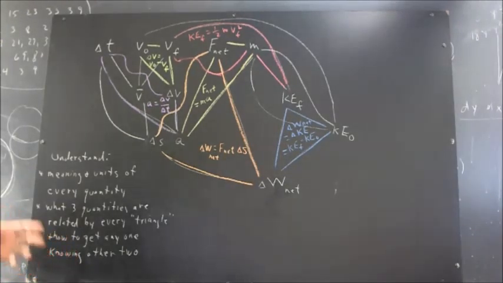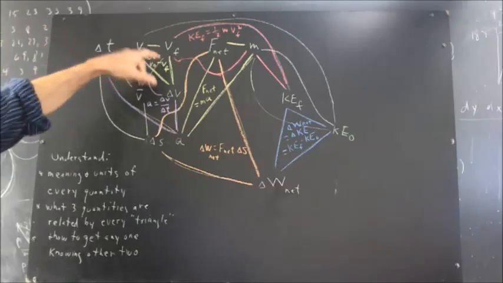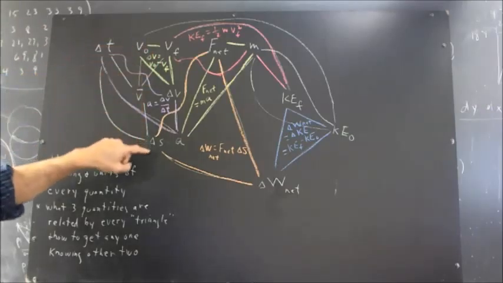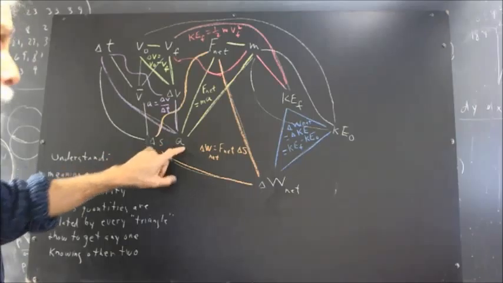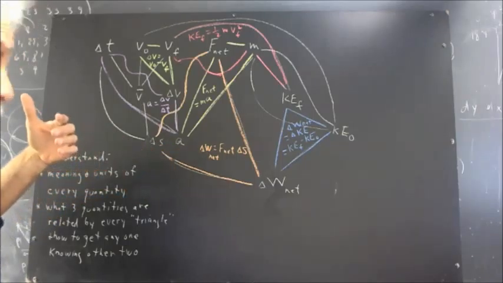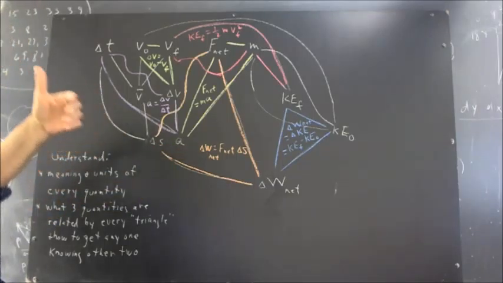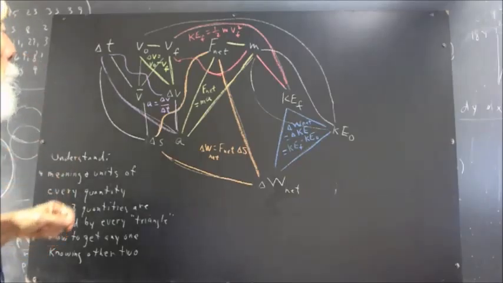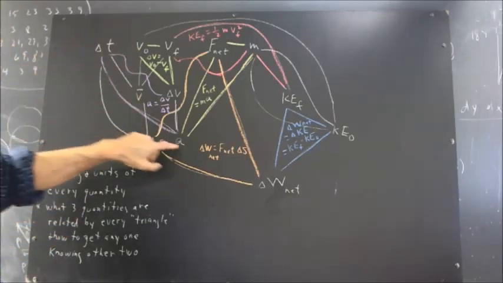I'll also comment that there are plenty of things here that we could use to determine new information. For example, if we know V naught, delta S, and A, we can determine VF, we can determine delta T. Okay, how would we determine those things?